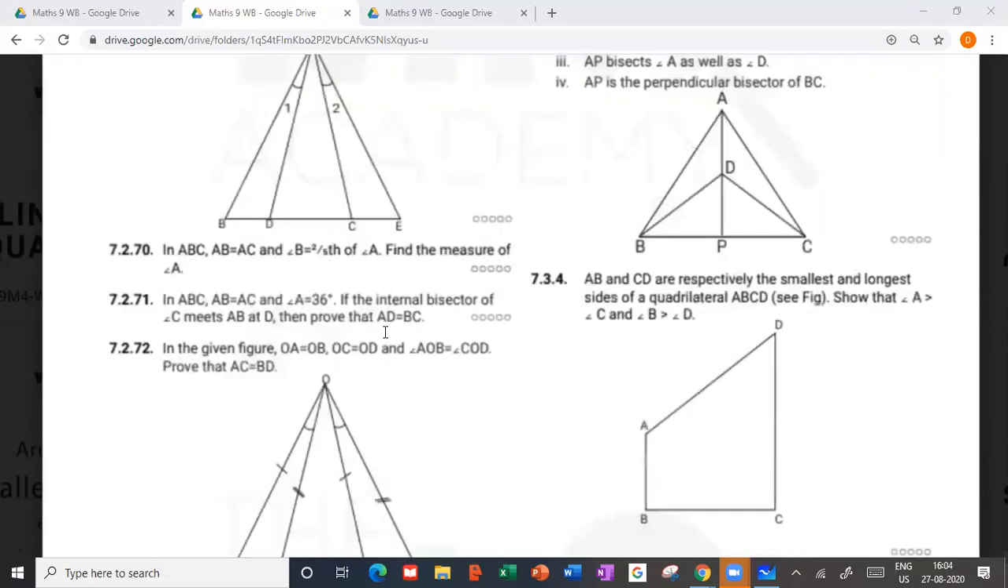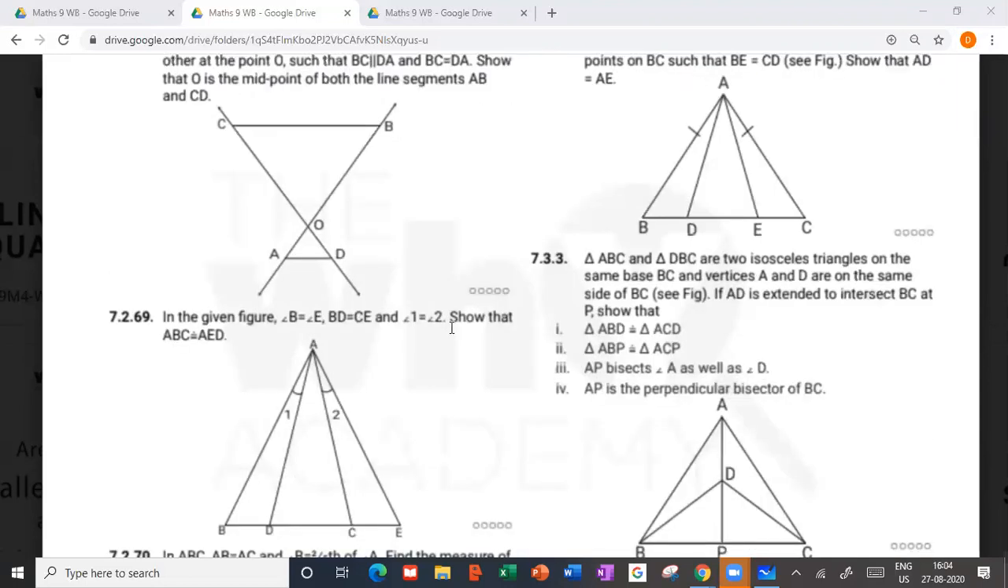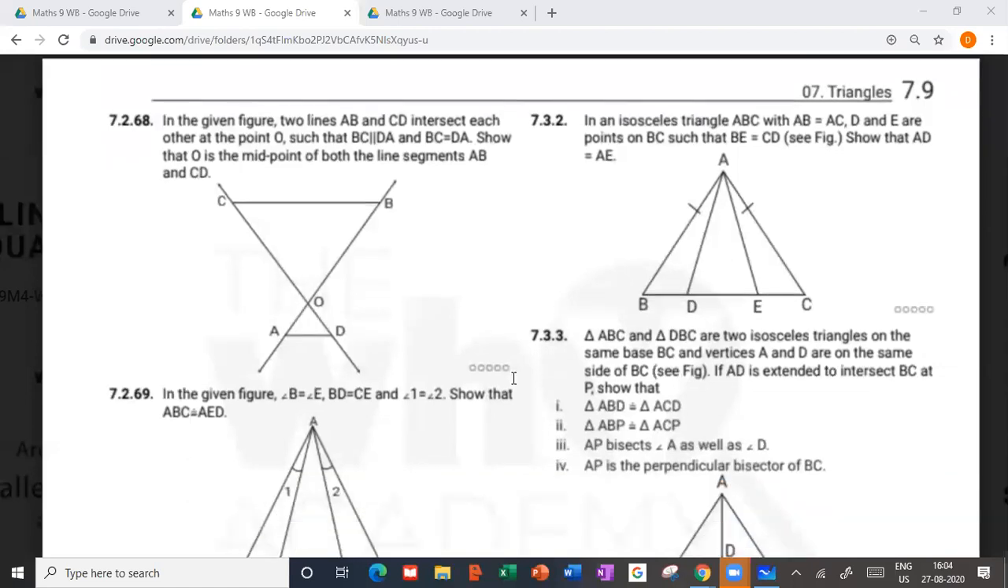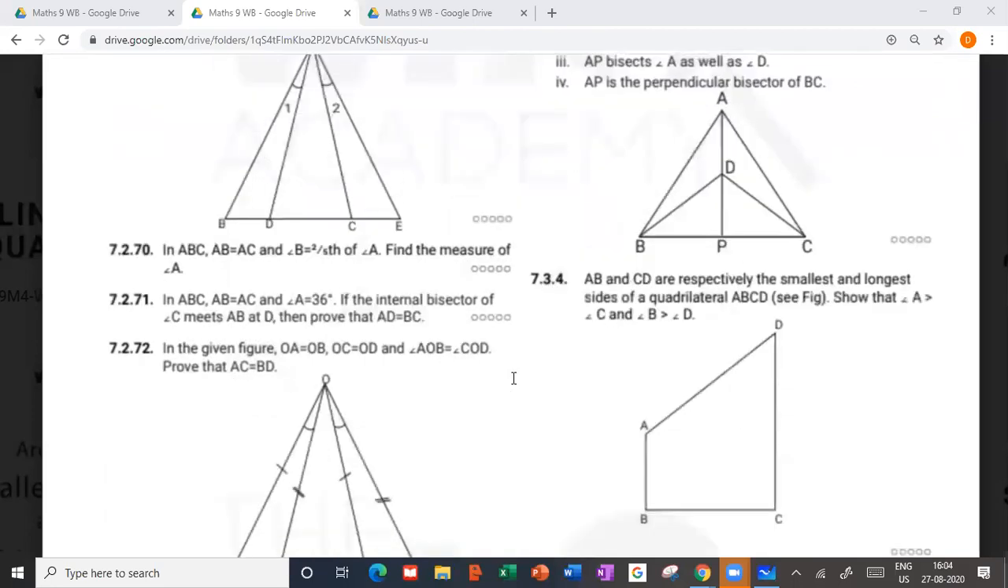In the meantime, try solving questions 1 and 2, people. Both are based on a similar concept, a similar property. So quickly try solving those two questions. I'll be back.